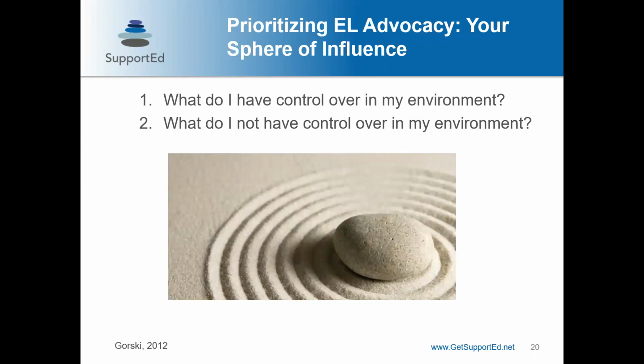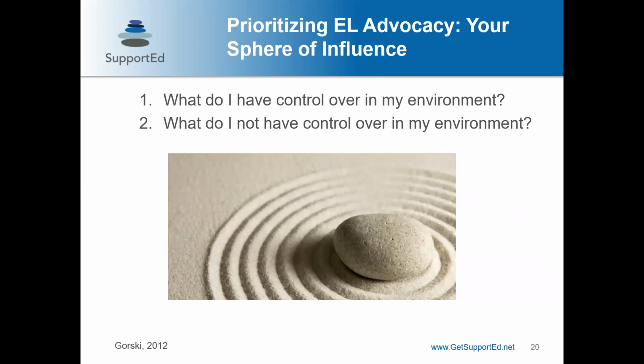So think about, what do you have control over in your environment, and what do you not have control over? And when you're then prioritizing what your advocacy is going to be, you definitely would want to focus on what you have control over. So an area in which you might be able to make a change, and start with that first, working in small steps to advocate around that topic.